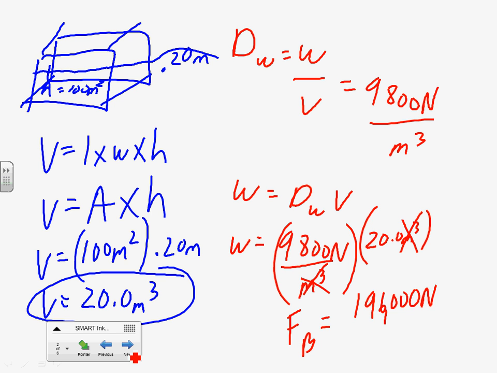But the key thing in this problem is that this raft is floating. If it's floating, the buoyant force must also be equal to the weight of the thing that is floating, which in this problem is the raft. So this is not only our answer to part C, it's also the answer to part A. If something floats, the weight of the water displaced is equal to the buoyant force and the weight of the object. If something sinks, the weight of the water displaced is still equal to the buoyant force, but the weight of the object is greater than that buoyant force. That's why it continues to move down or sink.